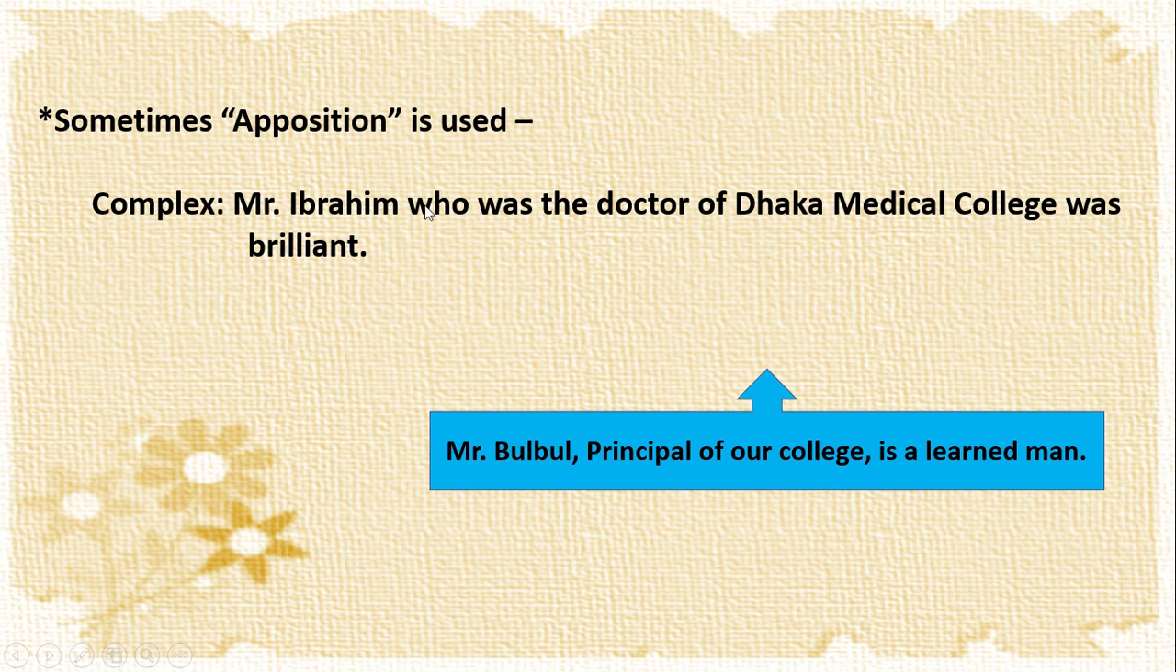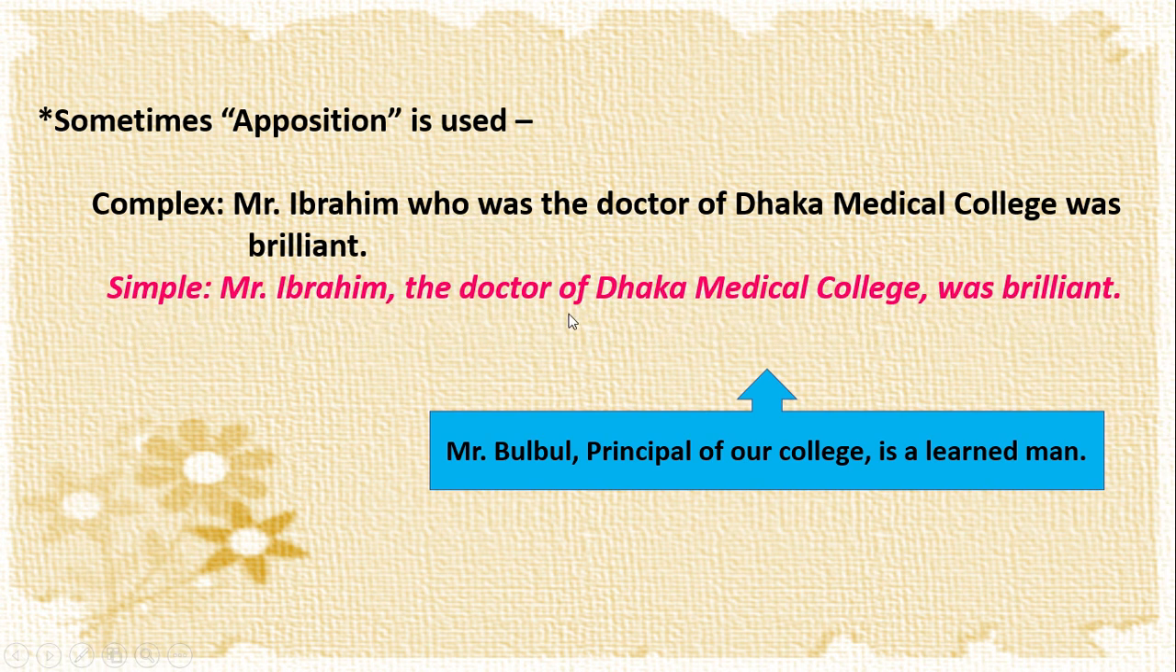Here, a relative pronoun is given and a noun is also given. So instead of this relative pronoun, we can use an apposition here. The sentence will be like this: Mr. Ibrahim, the doctor of Dhaka Medical College, was brilliant. Here we will omit the relative pronoun and also the auxiliary verb. Here we will use a comma. Then another noun, the doctor of Dhaka Medical College. Here again another comma will be used. Then the rest part of the sentence. You must remember, while using apposition, you should use commas properly.